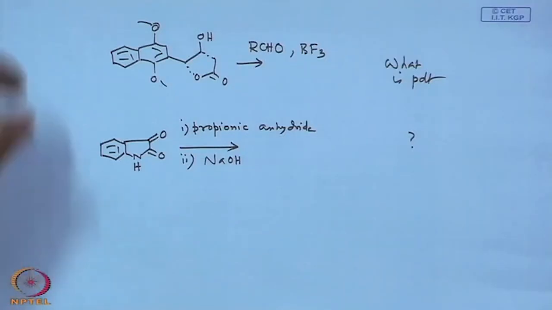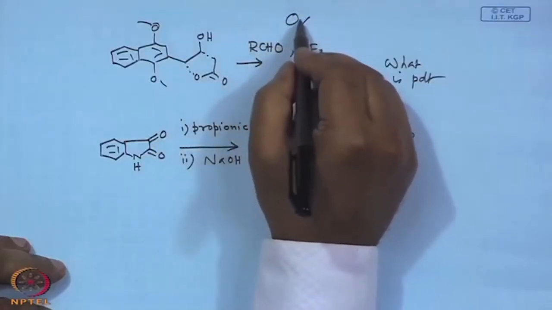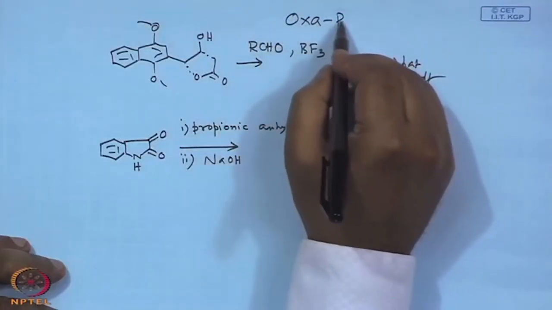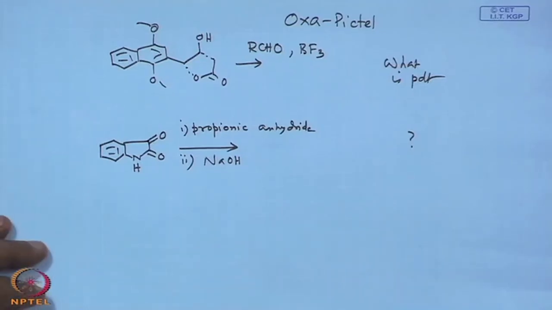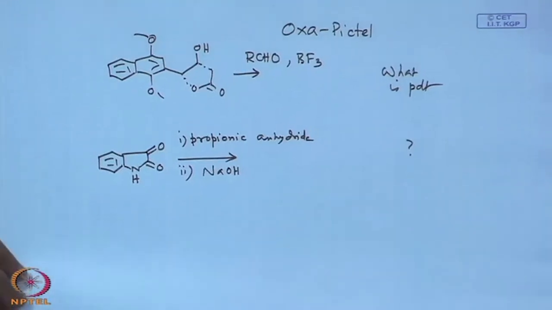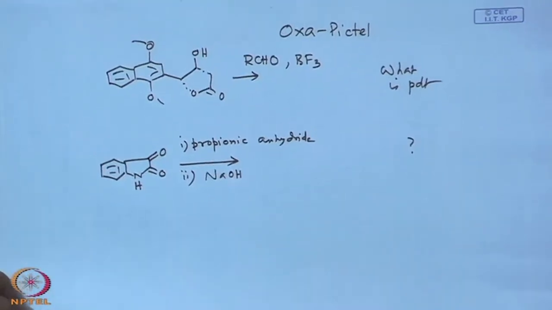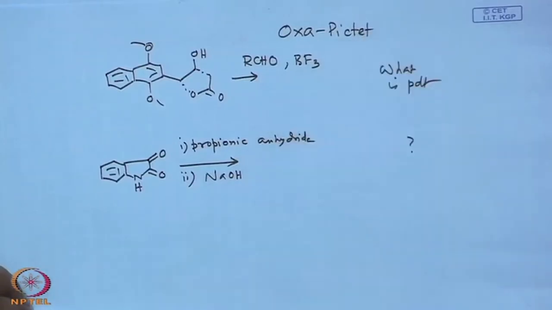Okay, I will give you the hint for the first one. Can you guess? There is no nitrogen. So this reaction is known as the oxa-Pictet-Spengler method. Let us see. Okay, you can expect this in the exam. Fine. The next one also is pretty easy. So, before you leave, I think you have to work it out.